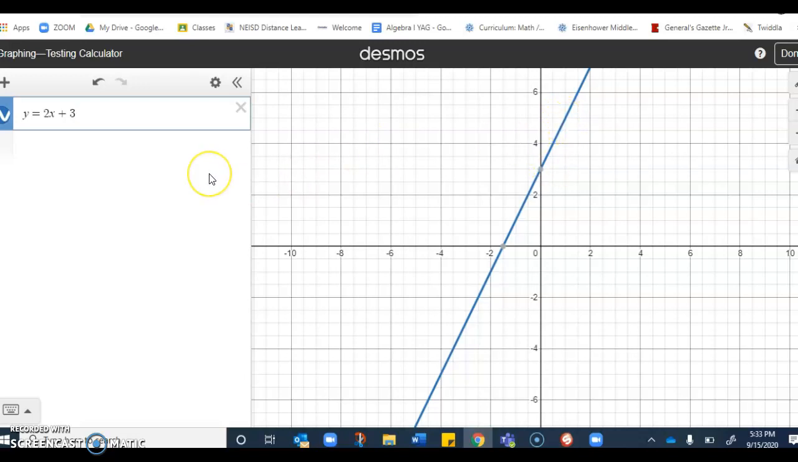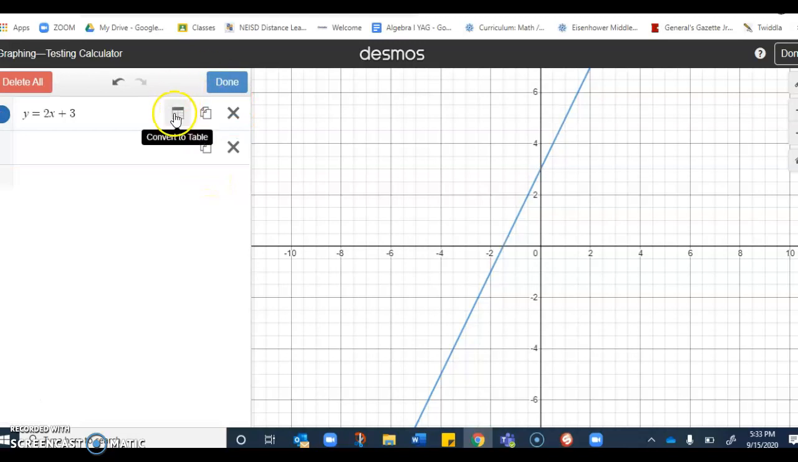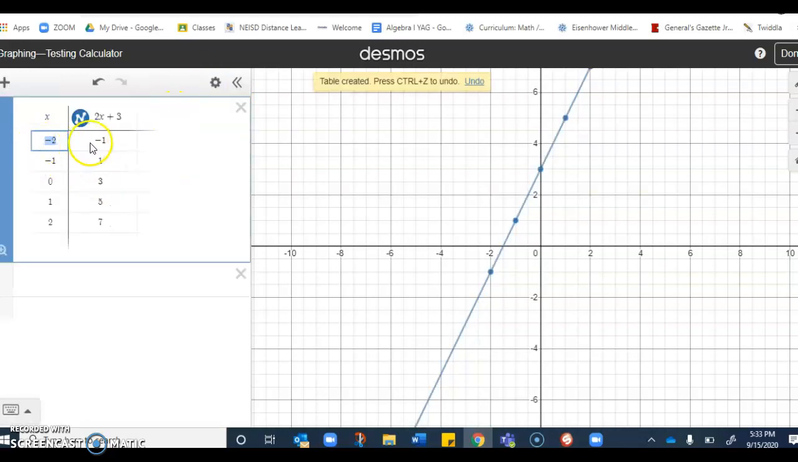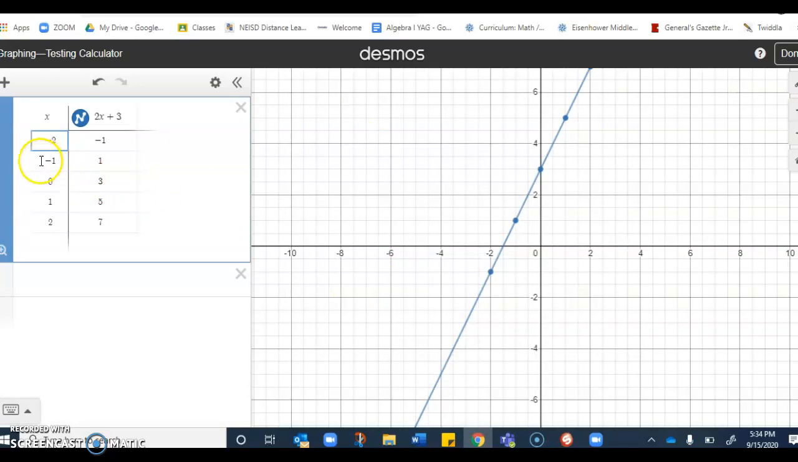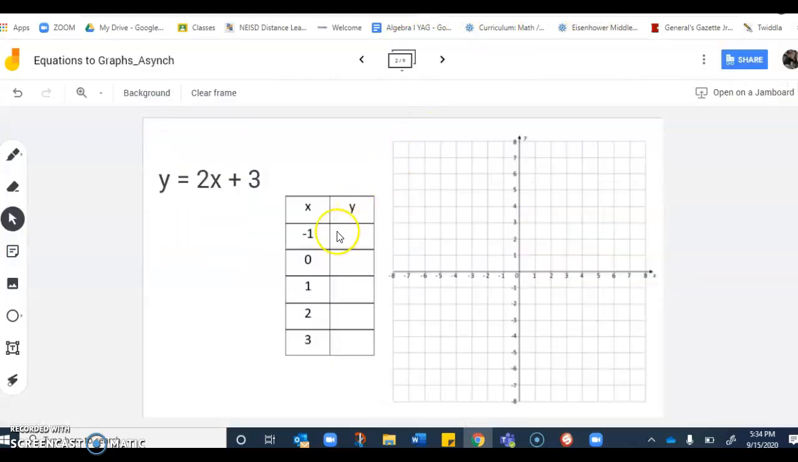Okay, just to double check, let's hit enter, press the pinwheel, let's convert to table. Here is the table filled out for me. So I'm going to go and take these values and put them into my Jamboard. So let's see if we can remember. Negative 2, negative 1. Sorry, guys, I didn't need the negative 2. I start with negative 1, 1. And then look right here. They're 1, 3, 5, and 7. So let's go transfer them to our table.